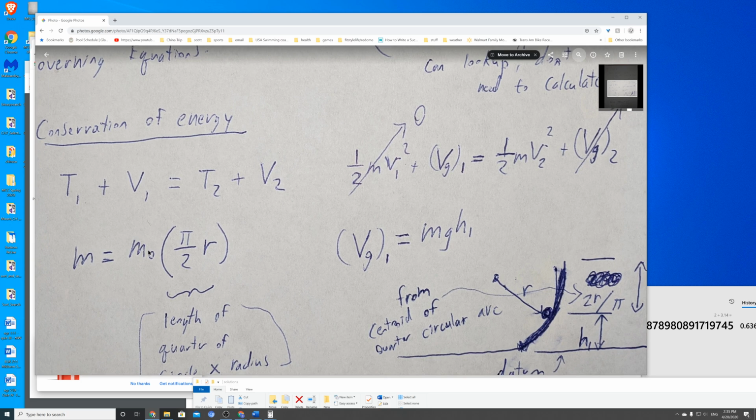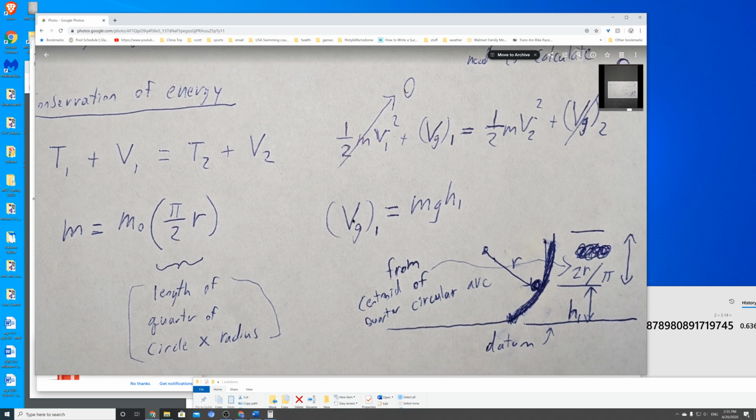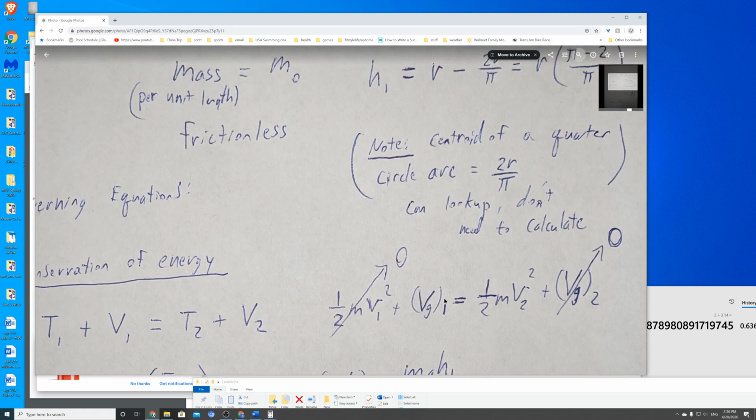And the mass is just, this is the length of our line. It's pi over 2 because 2 pi r would give us the length of the whole thing. So this is 1/4, so it's just pi over 2 times our mass per unit length. So this would give us our total mass. Our potential energy where we actually start is just whatever that mass is times gravity times h1. In h1, we're going to make this substitution here.